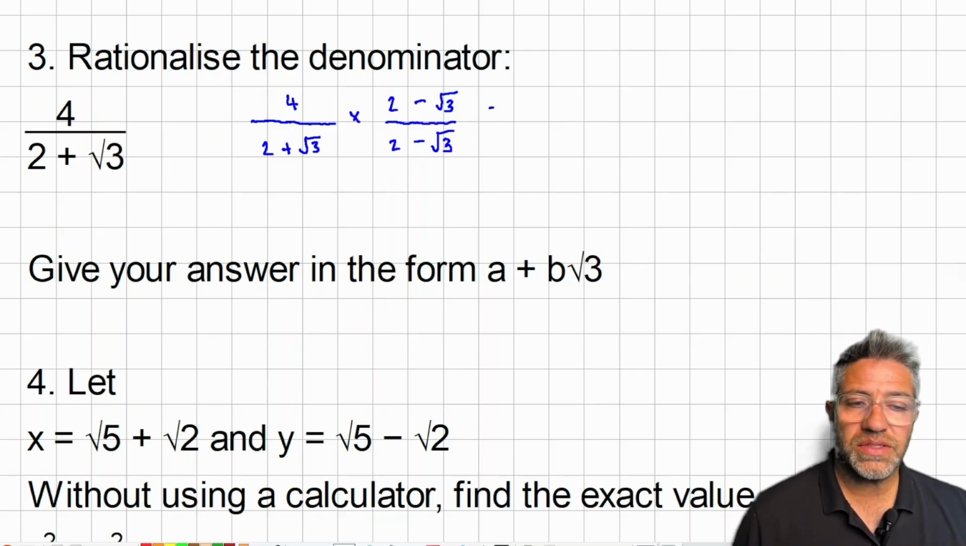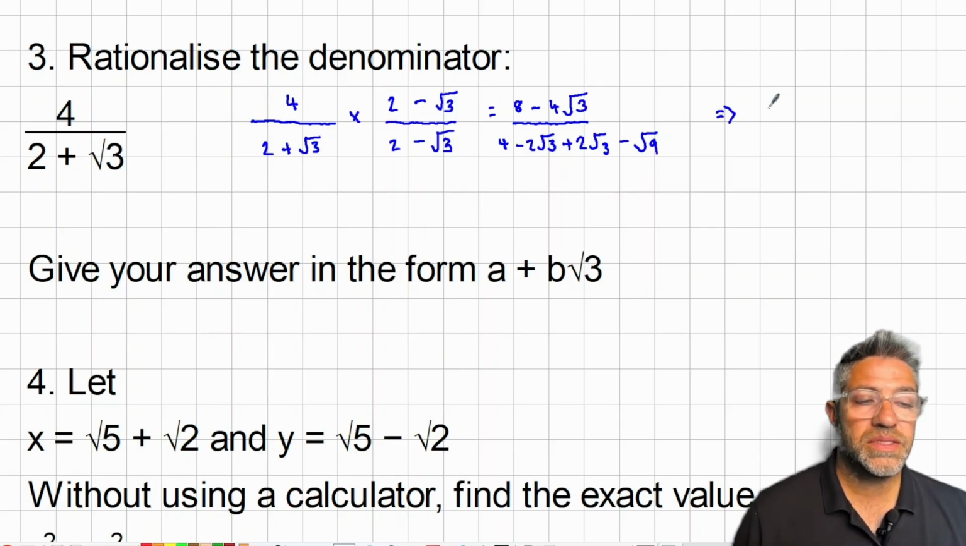I can now start to work that out. 4 times 2 is 8, minus 4 lots of root 3, over 2 times 2 is 4. 2 times negative root 3 is minus 2 root 3. Root 3 times 2 will give us plus 2 root 3. Root 3 times negative root 3 is minus root 9.